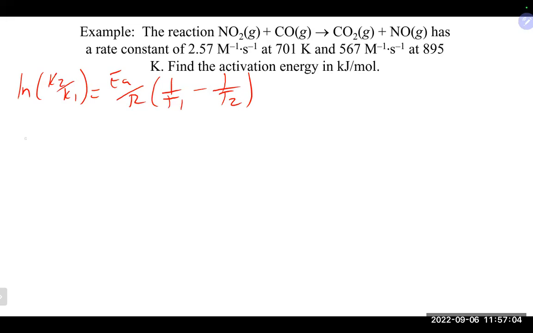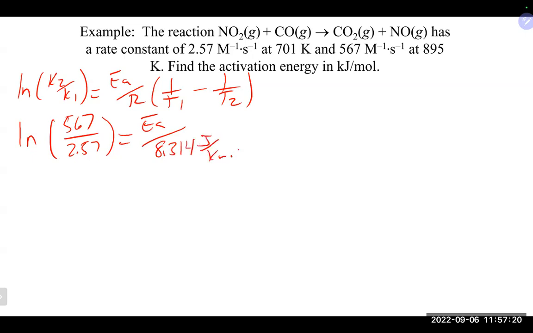So here our natural log of K2, which would be our 567 divided by our 2.57, is equal to our E of A, which is what we're looking for, over 8.314 joules per Kelvin per mole, times 1 over our initial temperature there, 701 Kelvin, minus 1 over our 895 Kelvin in this case.